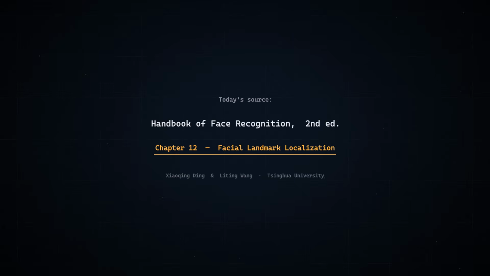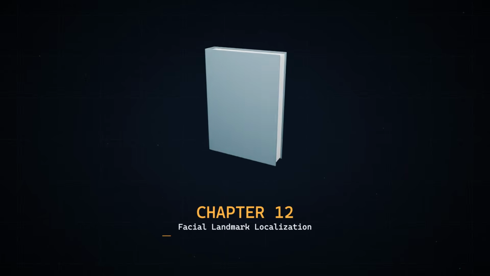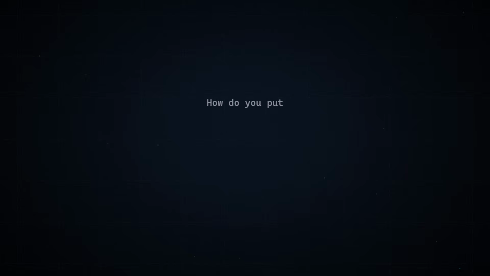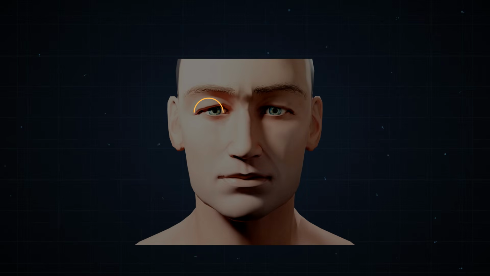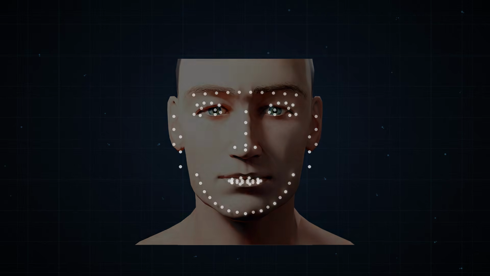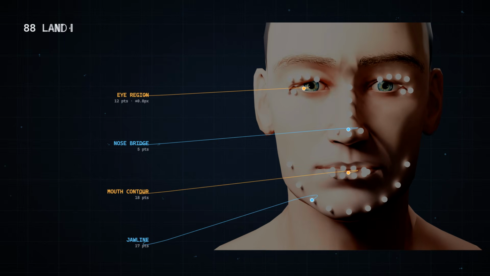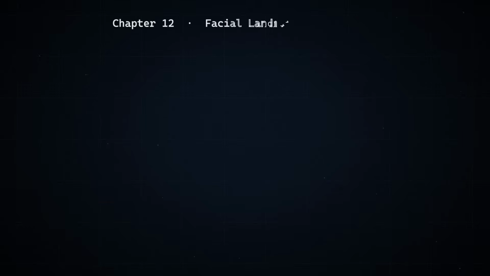Today, we're opening Chapter 12 of the Handbook of Face Recognition. To make sense of a face, a computer first has to find the parts: the eyes, the nose, the mouth. 88 tiny points, and they need to land in under a tenth of a second. The chapter is built around 6 questions.